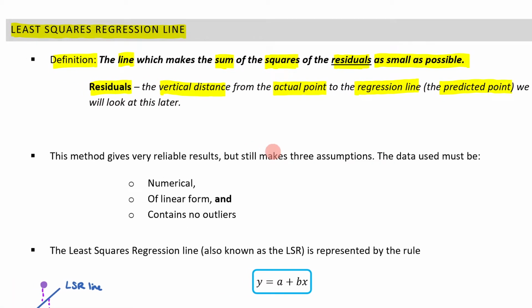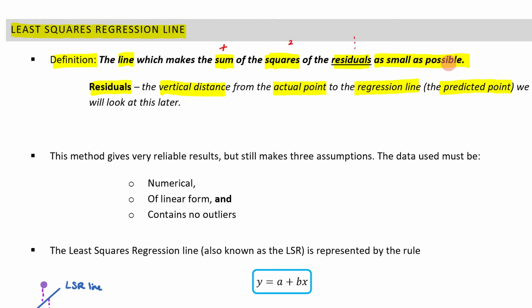And hopefully with this definition now in our heads, just the name of this thing makes a bit more sense. Least, because we want the residuals to be as small as possible. So that's where we get the word least. Squares, because we're squaring everything. And then regression line, because it's a line going through it. So that's why we call it the least squares regression line, because it's the line which makes the sum, which is adding, of the squares, when you square something, of the residuals, which is that vertical distance between the data point and the line, as small as possible.